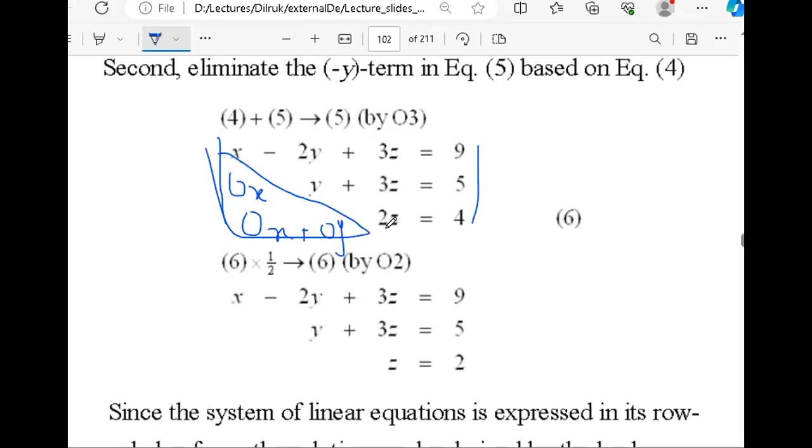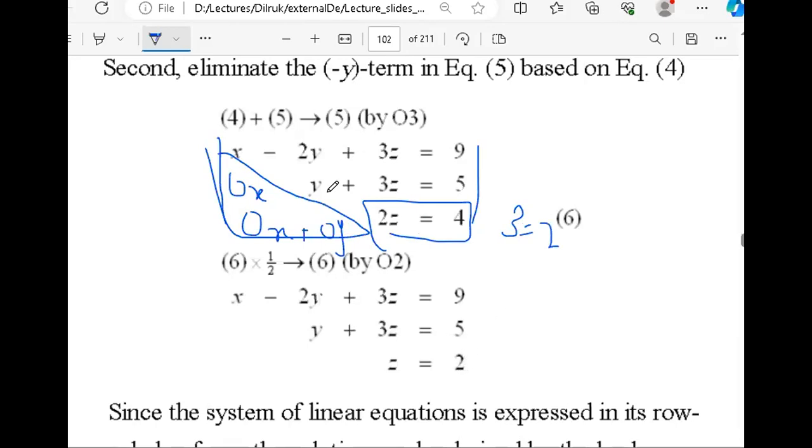Because here we obtain an equation which has only the z variable. This equation has only the z variable. So we start from here. First find the z variable, which is 2.